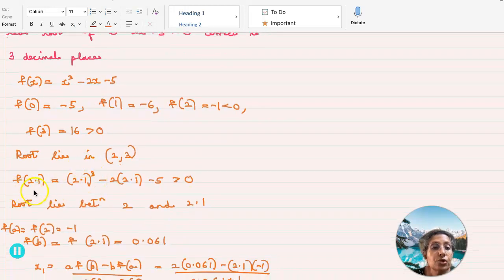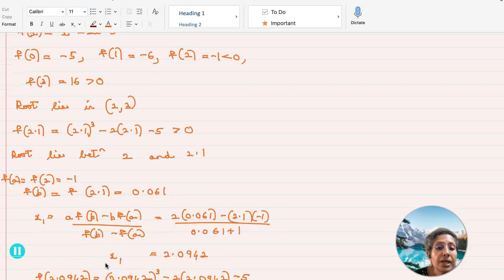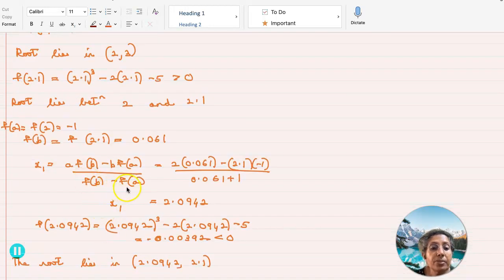Now supposing I take f(2.1) and I substitute it here, you get it as this will be greater than 0. And f(2) is less than 0, so the root lies between 2 and 2.1. Now we take a as 2 and b as 2.1 because f(2) is negative. So f(a) is minus 1, f(2.1) is 0.061 when you substitute. So x1 in this case will be (a f(b) minus b f(a)) by (f(b) minus f(a)). Substituting for the values of a, f(a), f(b) and b, you get x1 as 2.0942.